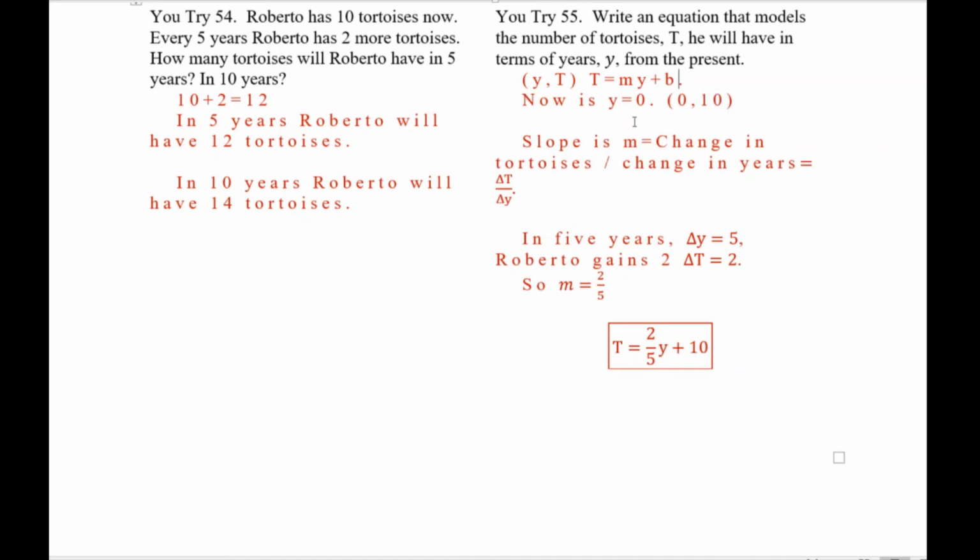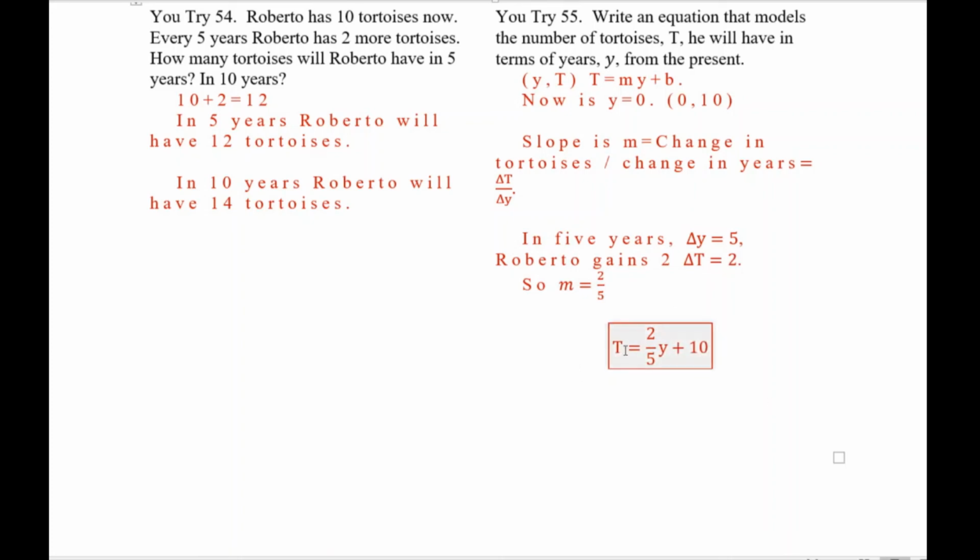Slope is change in the second coordinate, which would be tortoises, divided by change in the first coordinate, which would be years. We know from this sentence that every 5 years, so that would be a change in y of 5, Roberto gains 2 more tortoises, so t would grow by 2. So for every delta y, or change in y of 5, Roberto gains 2 tortoises, delta t equals 2. Therefore, m equals 2 divided by 5. We can now place this into the equation, t equals 2/5 y plus 10.